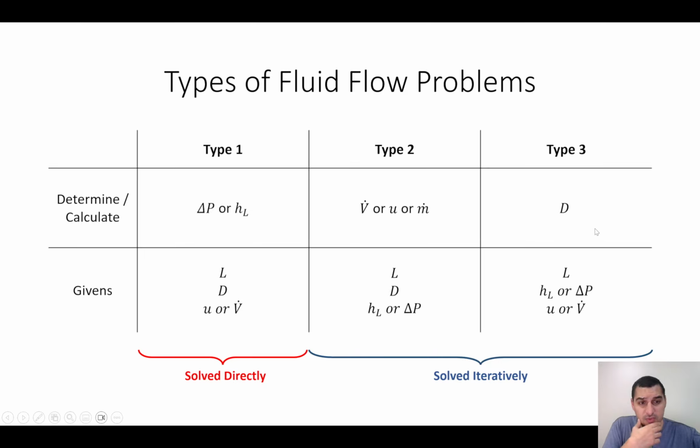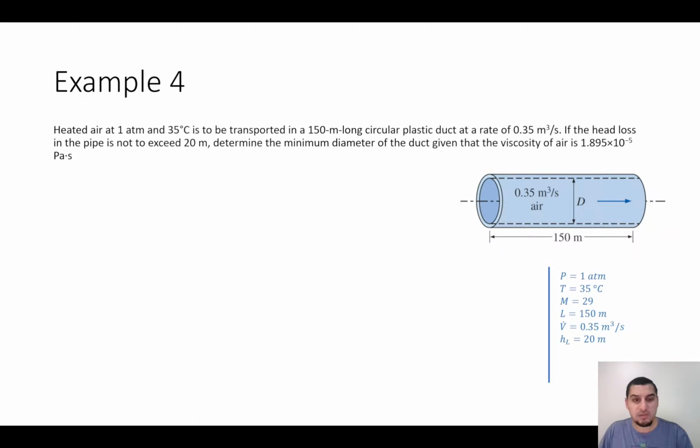And now we're going to see how to deal with the last case where we are interested in calculating the diameter of the pipe. So this is the third case, and it's not the most difficult, but it includes more steps, just one or two more steps than the previous case. It's going to be solved iteratively, and we will see why we are going to do this.